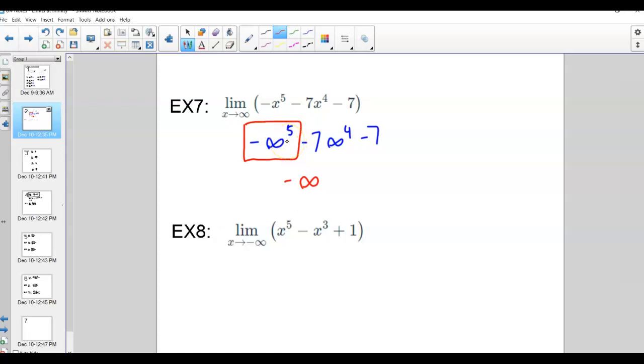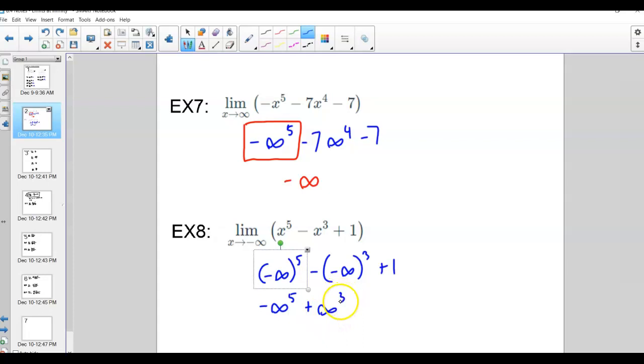For example 8, we've got x to the 5th minus x to the 3rd plus 1, but x approaches negative infinity. So I'm plugging in negative infinity this time. I'm putting some parentheses around it because I've got to raise negative infinity to these powers. And we know that odd exponents retain that negative, so we're going to have negative infinity to the 5th plus infinity to the 3rd plus 1. And it's that same thing here. We want to look at our highest exponent. So negative infinity to the 5th is, of course, negative infinity. So that's going to be our answer here.